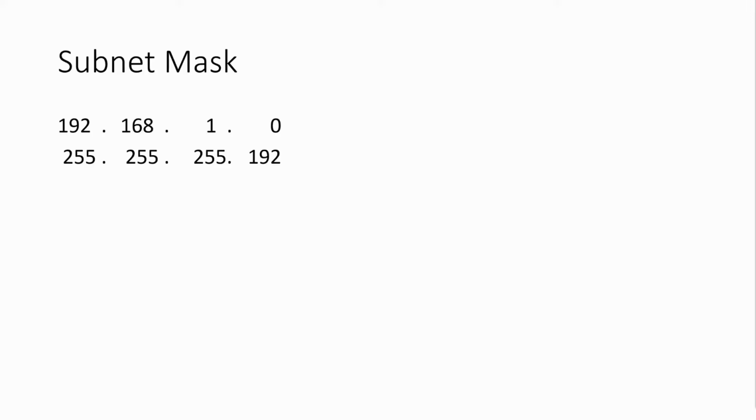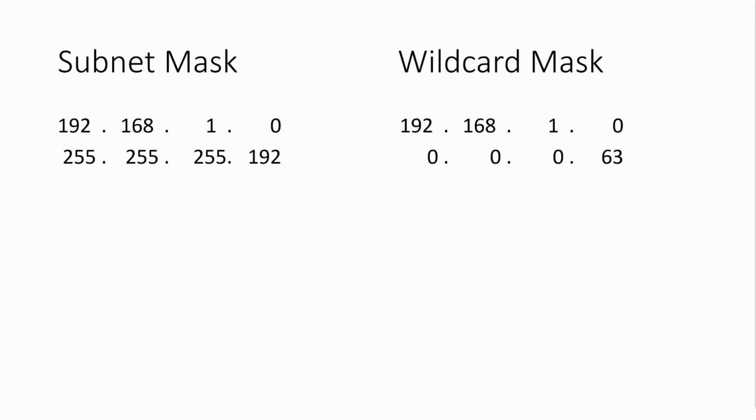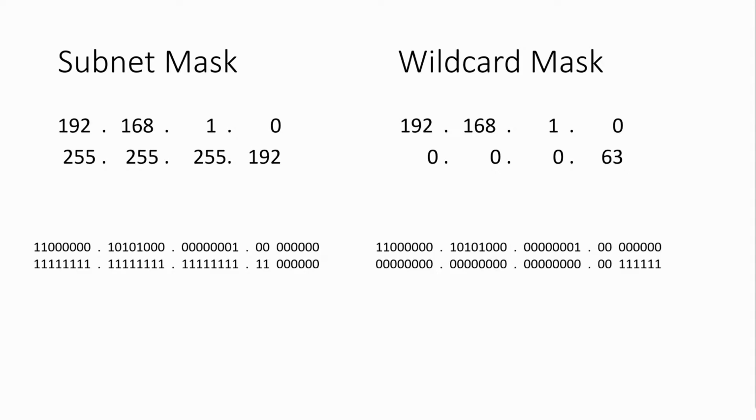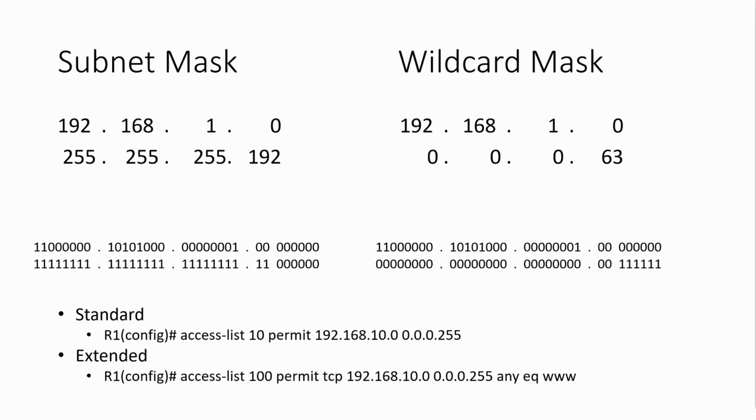Generally, we are used to using a subnet mask, which looks like this. But the wildcard mask looks like this. Instead of using a 1 to match bits in the subnet mask, like we do here, in a wildcard mask we use a 0 to match the bits. The result is effectively the same, but for ACLs you must use the wildcard mask. You can see them again here in use with these examples.